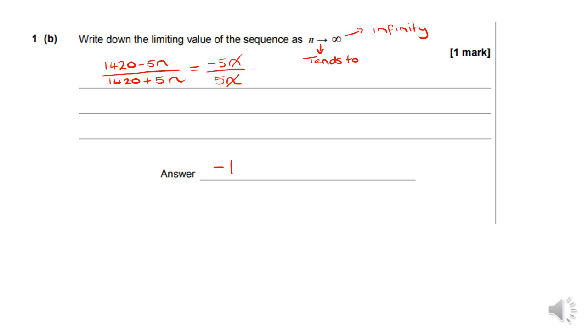Now, in a pressure situation on a calculator, you could just use the table function, programming in this nth term, (1420 subtract 5n) divided by (1420 plus 5n). You could make your numbers really, really big and keep going bigger and bigger, maybe take a reading every 100 or even every 1,000, and see that it gets closer and closer to negative 1. Because it's only a 1 marker, you could probably get away with that, even though it is a bit of a cheat.